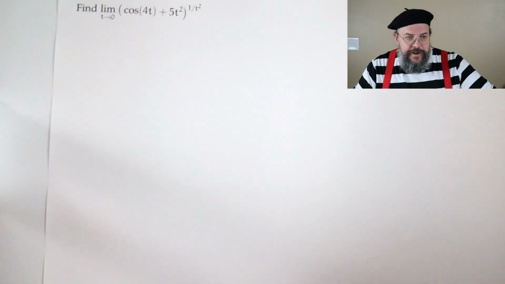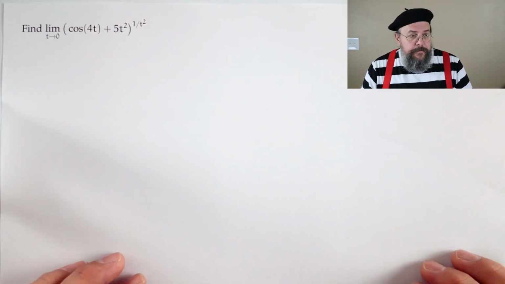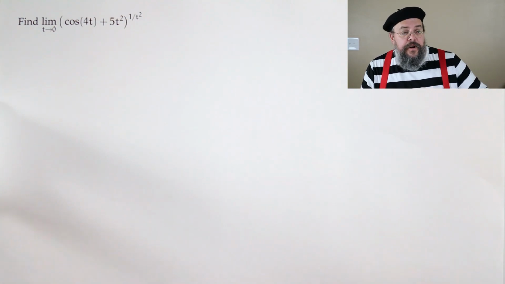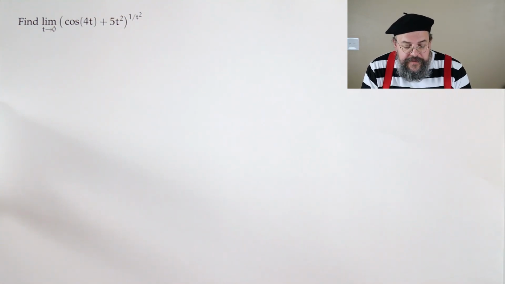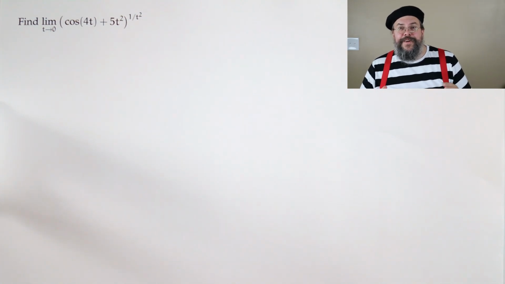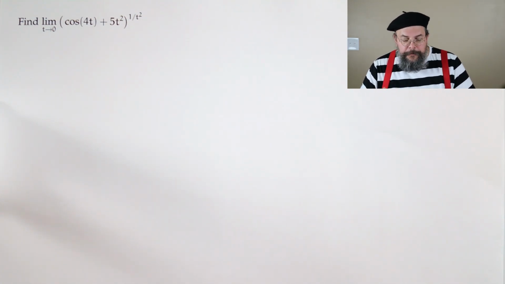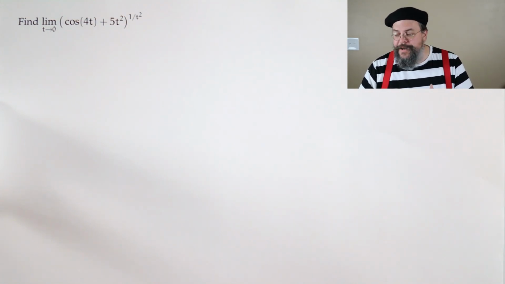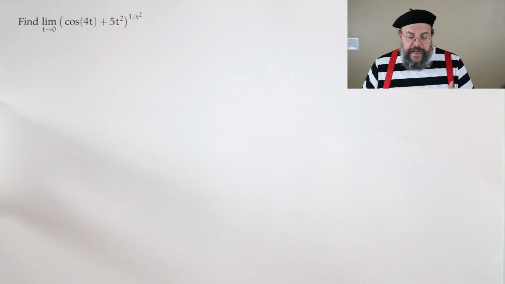So, time for another problem. Okay, so what's our next problem? Find the limit as t goes to 0 of cosine of 4t plus 5t squared, to the 1 over t squared. Another one of these problems. We've done a couple like these, so hopefully by now you've got a little bit of the cadence. We're just going to do this one for practice, almost for fun, and hopefully by now we're getting the hang of these problems.